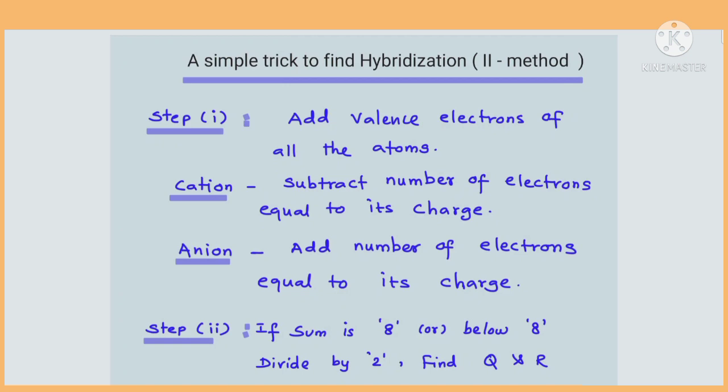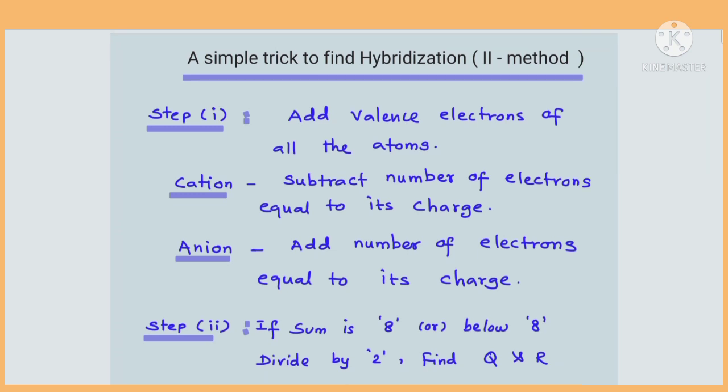In this video I am going to discuss a simple trick to find the hybridization of a molecule. This is another method. In the previous video we discussed a method to find out hybridization. That was the first method, and this is the second method, which is different from the first one. Here we have to follow some steps.